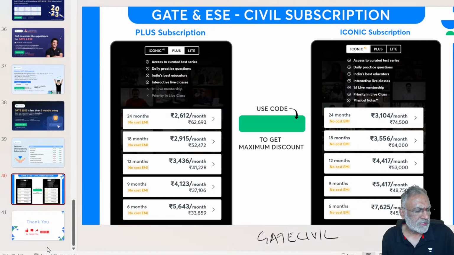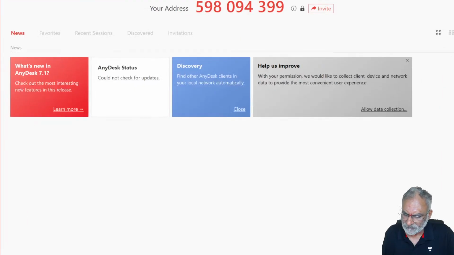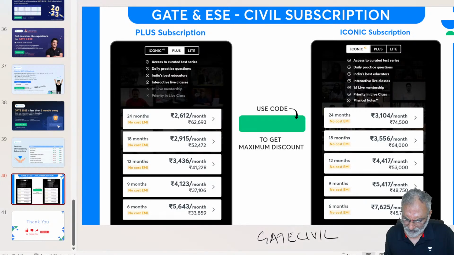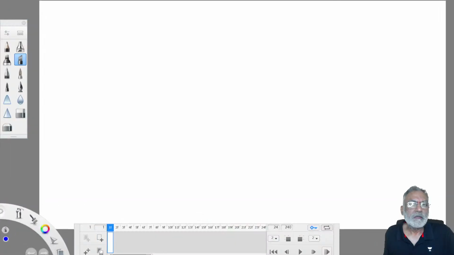So without wasting much of our time, let us jump into the course. Okay, in the morning we have been discussing mean precipitation by the Thiessen polygon method.